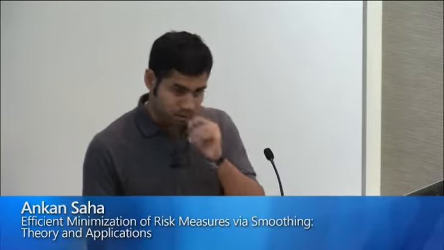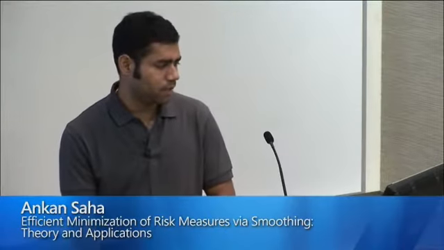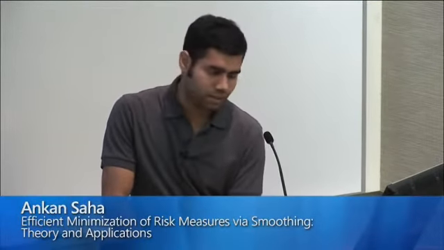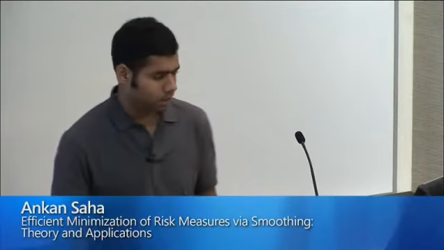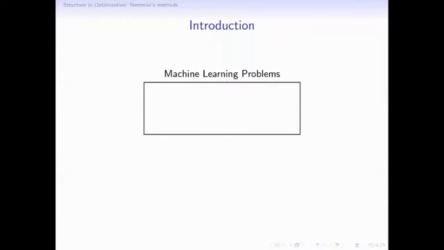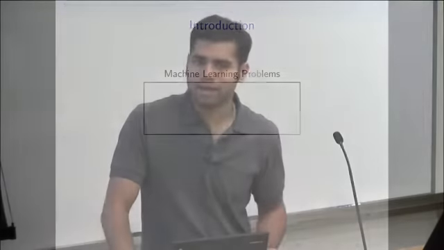So this has been stuff that I've been doing for like the last 2 years or so. And we've been using some smoothing techniques to basically optimize risk measures and look at various applications in machine learning where this is applicable. So at the heart of most machine learning problems, you will see a regularized minimization problem. And more often than not, this generally results in an optimization problem, which is becoming increasingly larger in size.